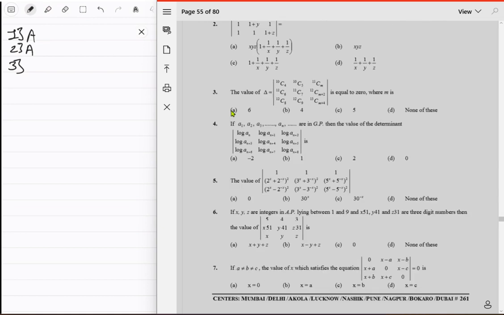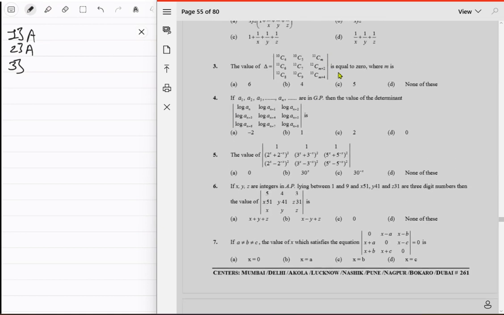Third, the value of this determinant is equal to 0, where m is. So what do you have? You've got 11. Okay, 10C4, 11C6, and then all that stuff. All of this is 10C, then there's 11C over there. Well, that is unexpected. 11C6, huh? Wait a second. Oh, I think I know what's going on. This is written as 10C6, and this thing is written as 12C4. Not a nice thing.